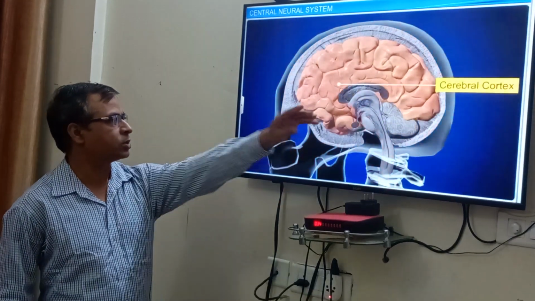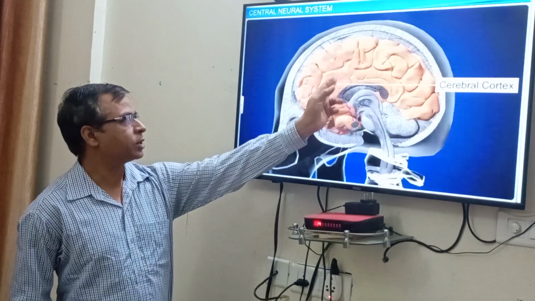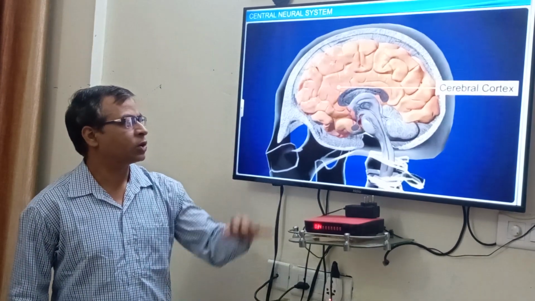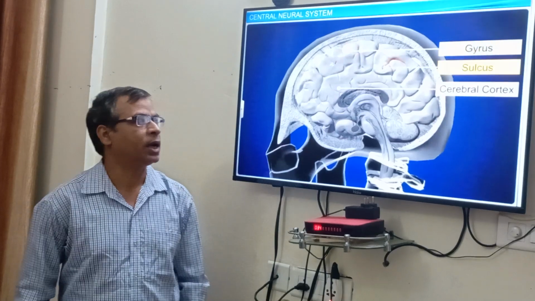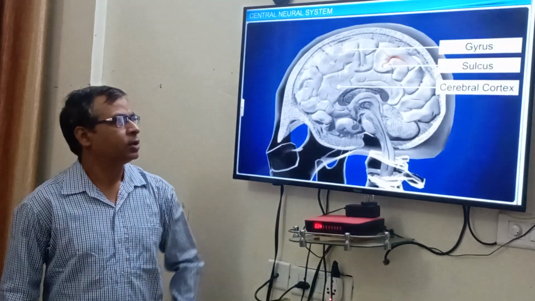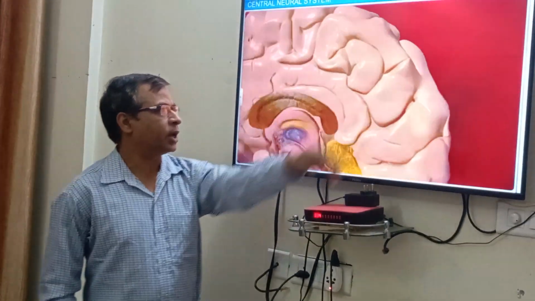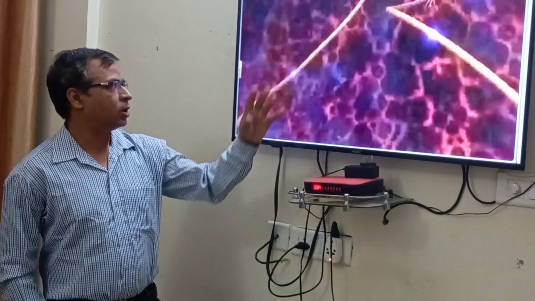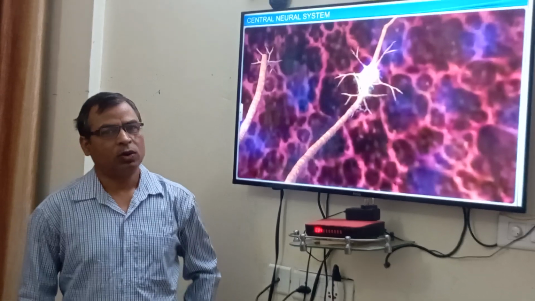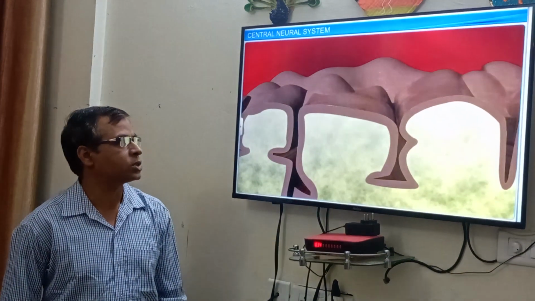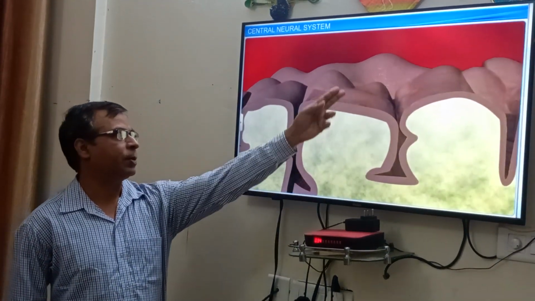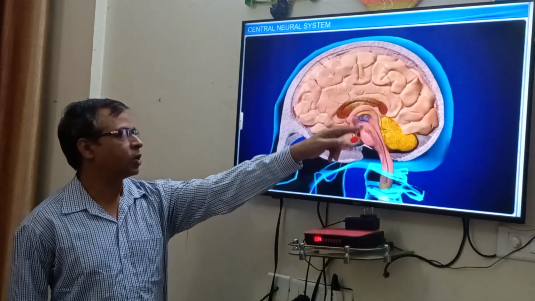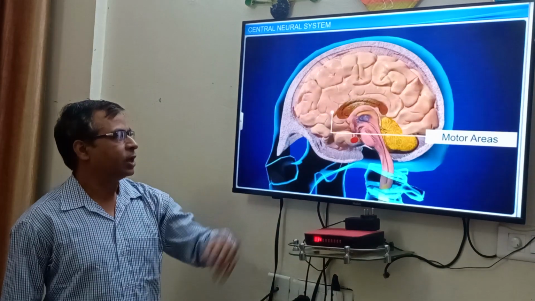In this diagram, you can see the cerebral cortex. It has ridges and depressions that are called gyri and sulci respectively. The ridges are gyri, and the depressions are sulci. It has a lot of neuron cell bodies, so its color is gray, and it is called gray matter. The outer cortex is the gray matter.